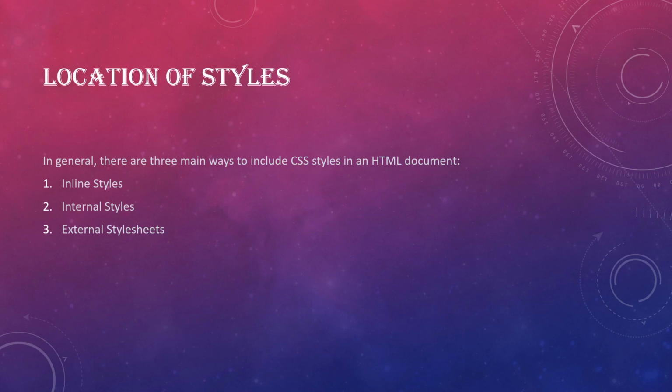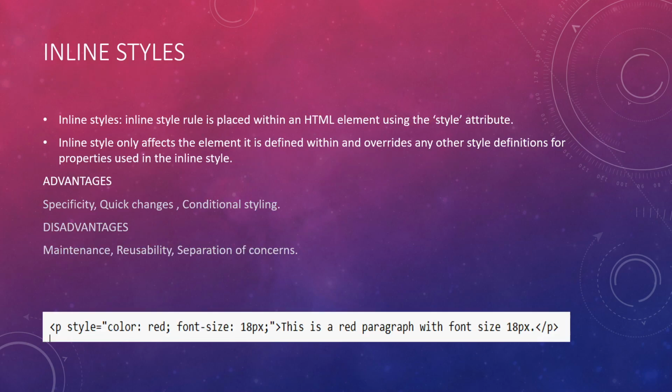Location of styles. In general, there are three main ways to include CSS styles in an HTML document. First one is inline styles, second one is internal styles, and the last one is external style sheets. First one, inline style sheets.